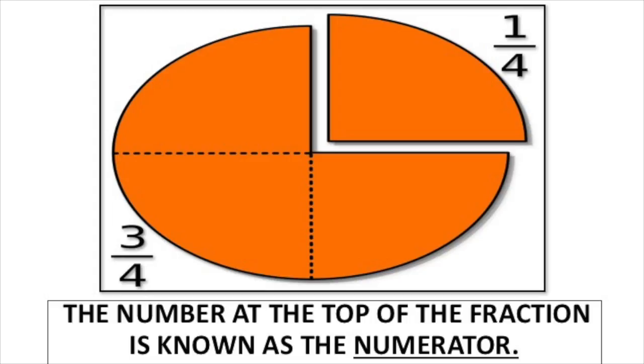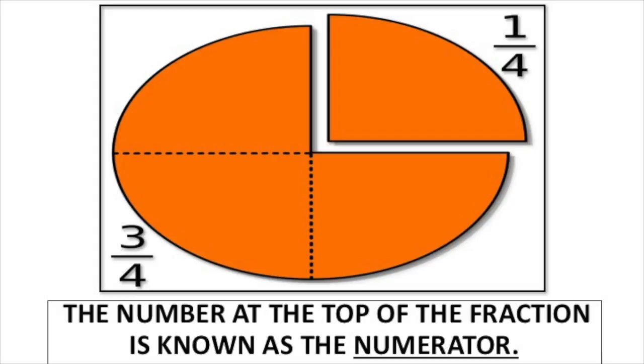The number at the top of the fraction is known as the numerator. Yes, so remember guys, this number at the top is always the numerator. Now what does this fraction here, what does this part represent? 1/4, correct. Now looking at the remainder of the circle, how many parts? Three. So what does this fraction represent?